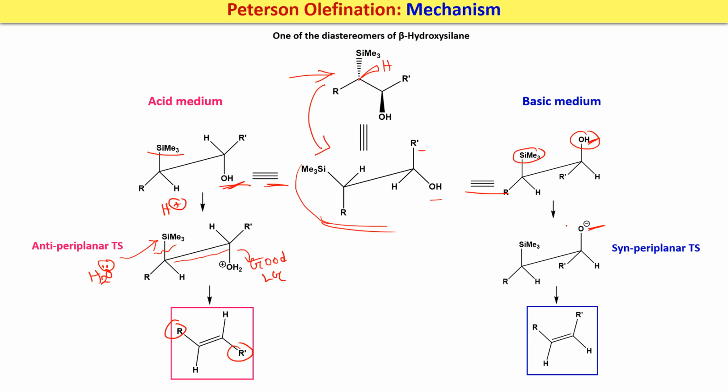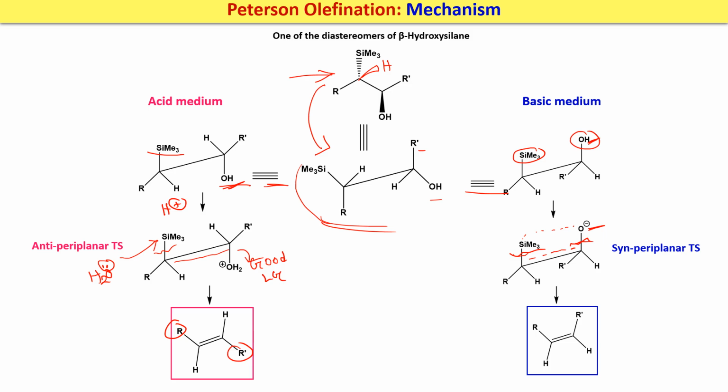Now this negative charge can attack this SiMe3. So this bond will be broken, this will be broken, and the oxygen-silicon bond, which is a very stable bond, will be the byproduct. So ultimately these two bonds will be broken and we will get a C=C double bond in this position. So this is the syn periplanar transition state.